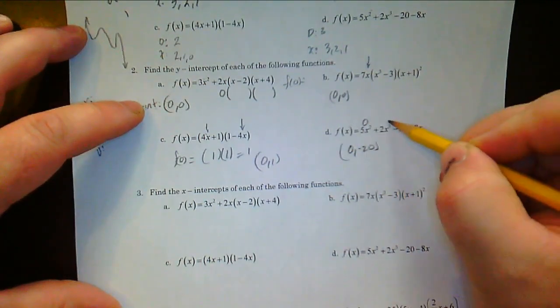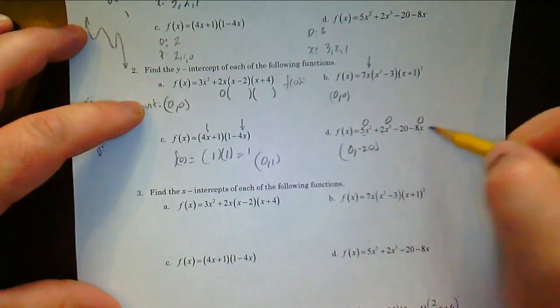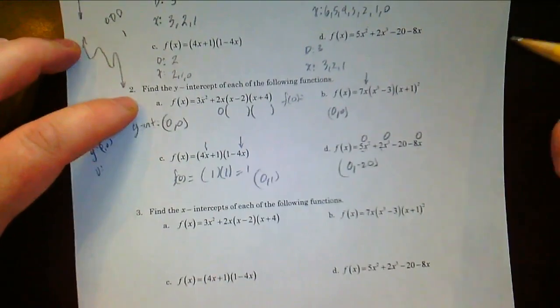Because once again, you put a 0 for x. These are all multiplying. So 5 times 0, 2 times 0, 8 times 0, they're just 0, so you're just left with -20. Boom, done.